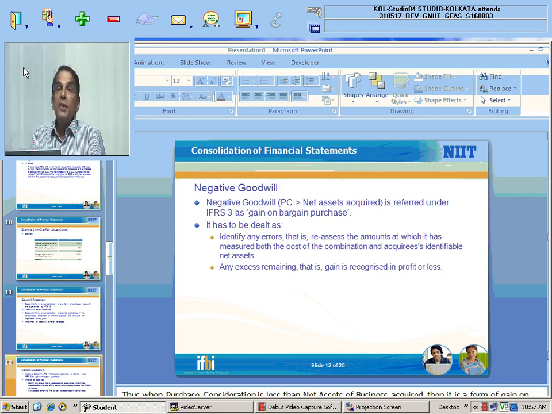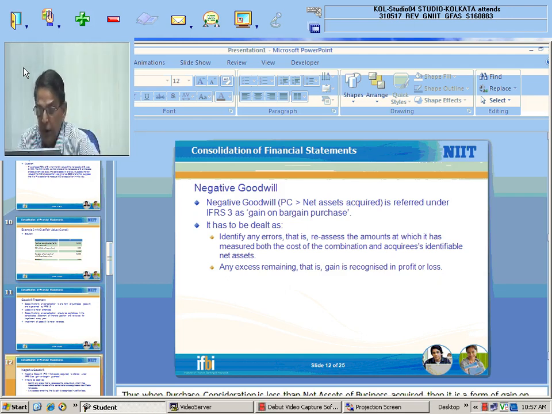That happens when A is taking over a sick company. When A takes over another company B which is sick, they may pay even less than the fair value of the net assets of B. There will be a gain for A on bargain purchase. So that is why negative goodwill may arise, but this will be treated as a gain. It will be recognized in the profit and loss account in the year of acquisition.